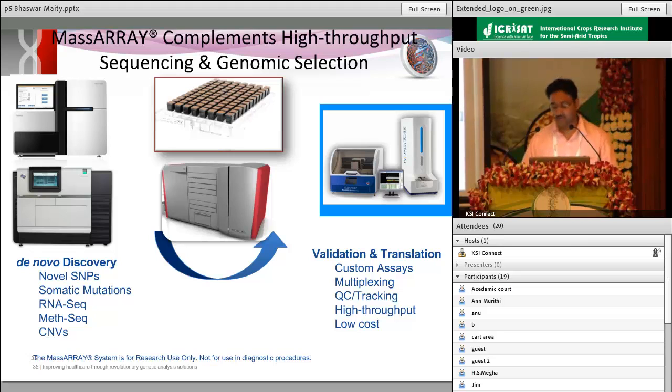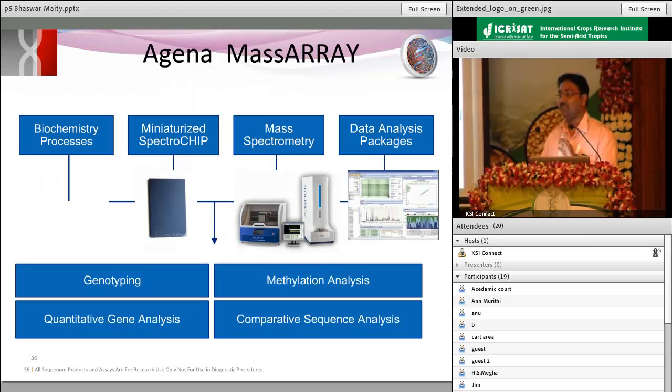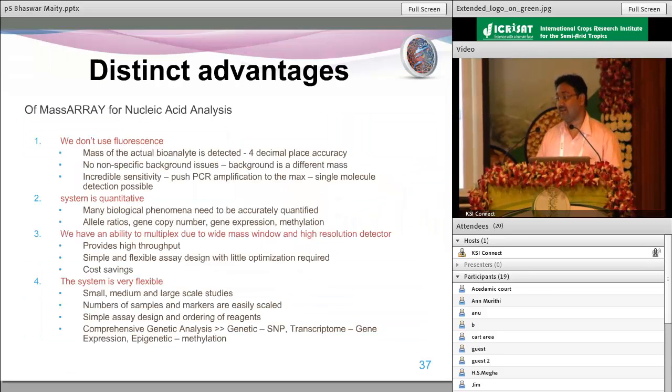We have another solution from Agena Biosciences called iPLEX, which does a fantastic job by utilizing simple PCR and mass spectrometry based solutions in a very affordable and robust way. The distinct advantage is that, because it doesn't use any fluorescence based data, you are not going to get any junk data. Mass is the most accurate measure, and that's what is being measured here. The technology relies on simple PCR. It is absolutely quantitative, even in a small number of markers, and you can differentiate different allele ratios by measuring the mass and the peak height.